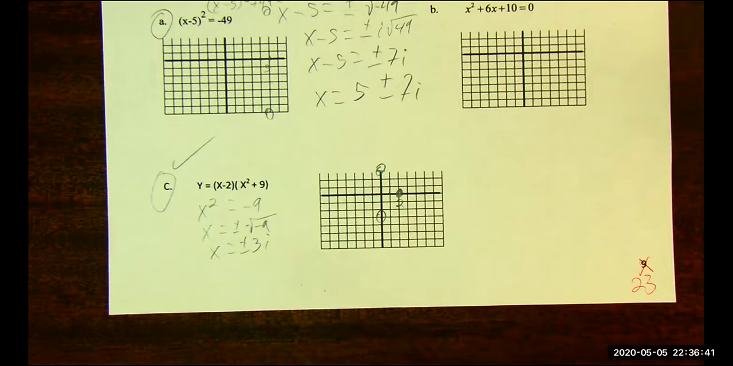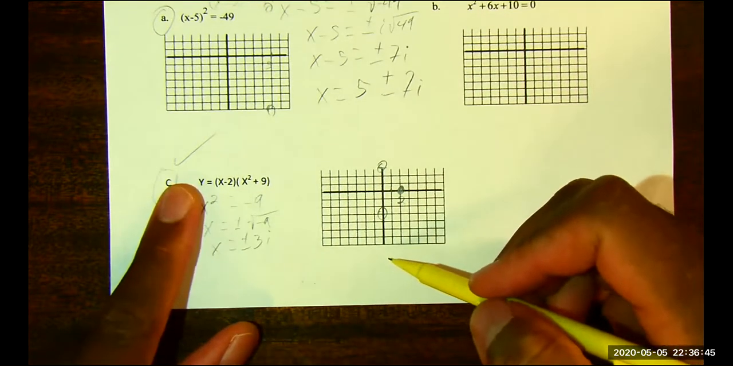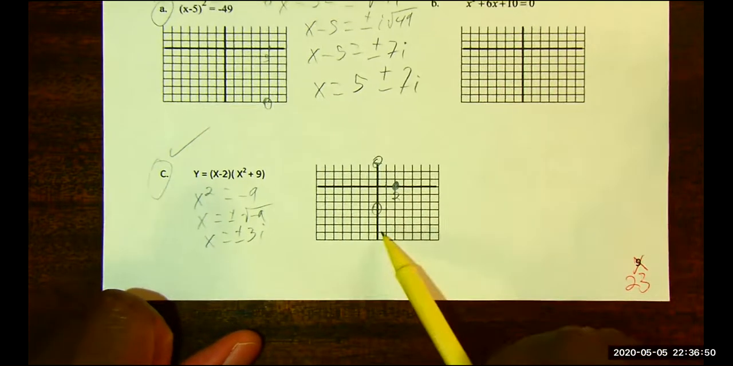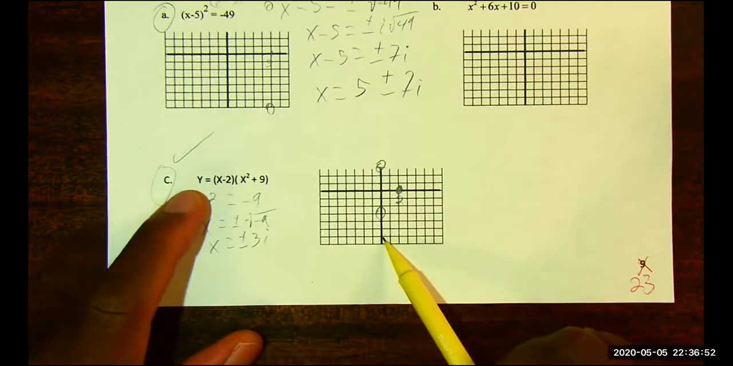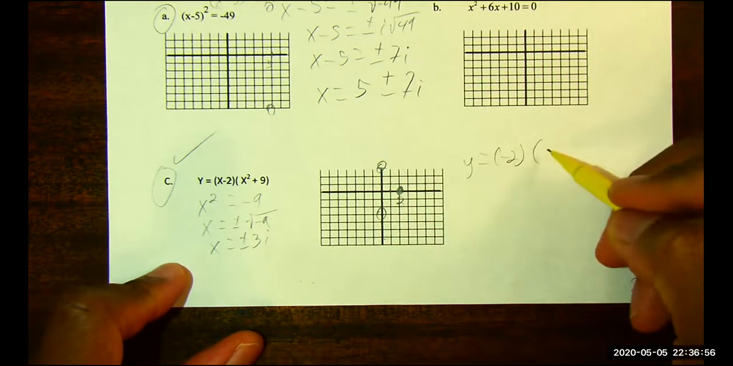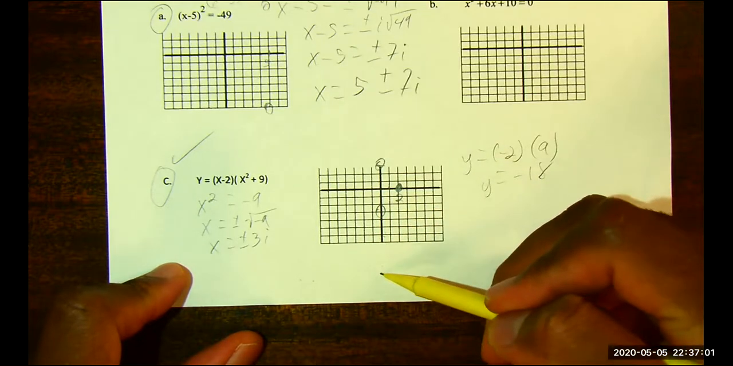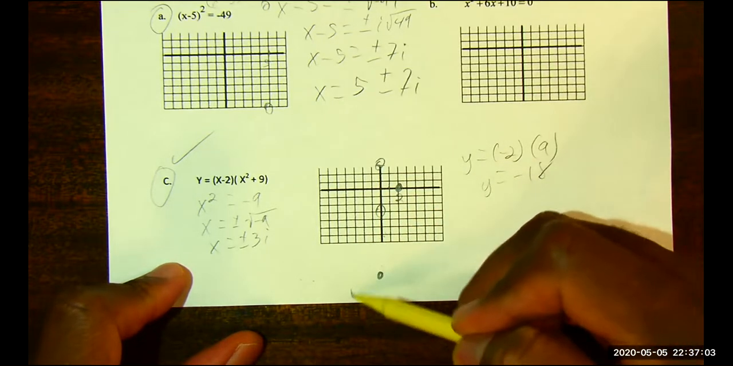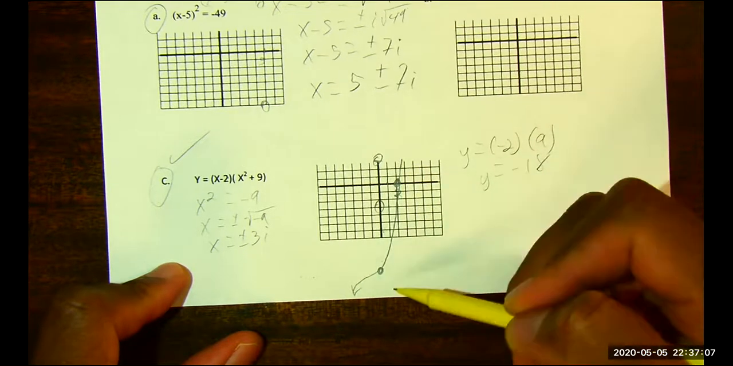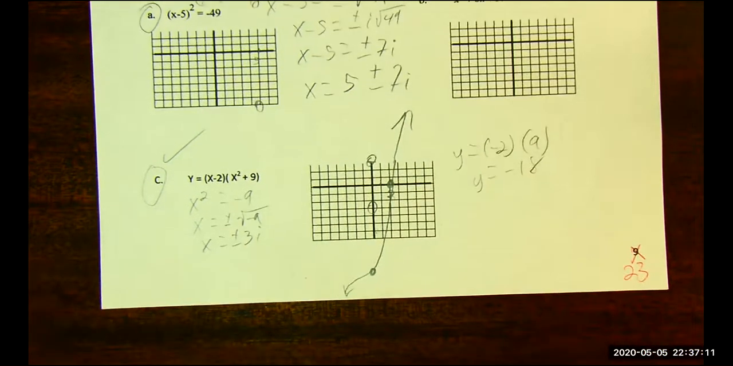I think we graphed something like this already. Only because we graphed this, let me go ahead and find the y-intercept. Remember, you can always find the y-intercept. What is y when x is 0? Y equals -2 times 9. So y equals -18. So it's some number way down here. It's cubic, so it's going to be something like bam, bam, bam, whatever it is. And that's the cubic. There you go.